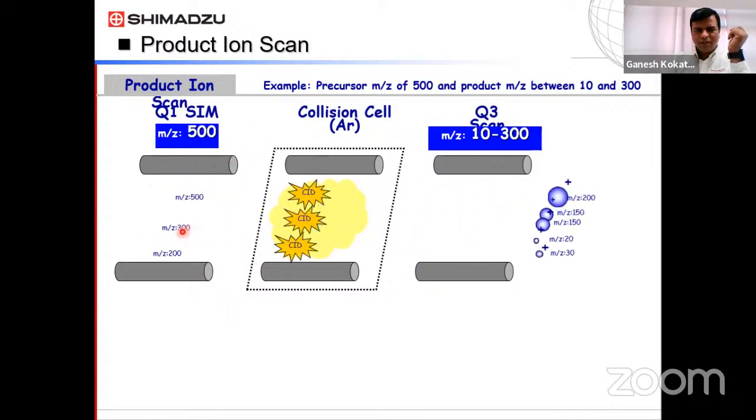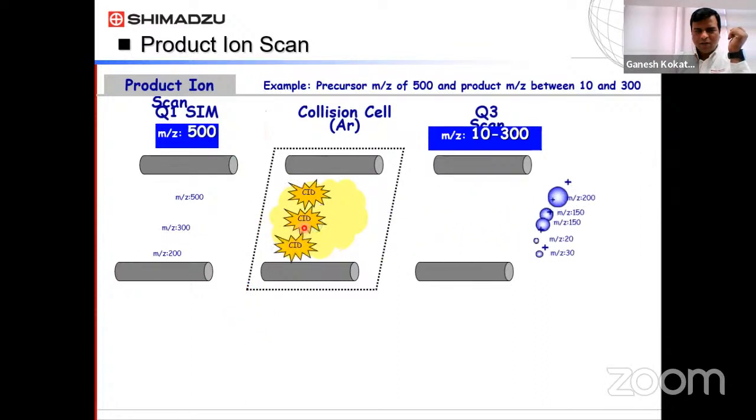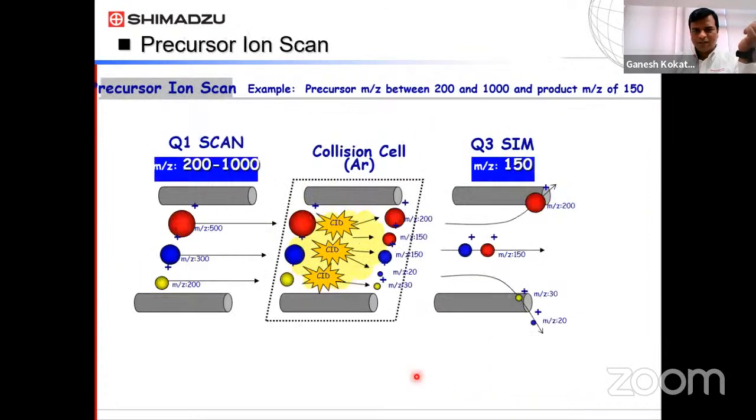I'm just focusing on 300, mass of 300. So mass 300 will pass from here. So 500 and 200 will not be allowed to pass in Q2. Okay. And only after applying the collision cell, there is some fragmentation pattern observed in Q3 and it gets detected. And I'm getting this type of spectra. I'm getting the mass of 200, 150, or maybe lower mass as well, maybe 20, 30 or like that. So this is the product ion.